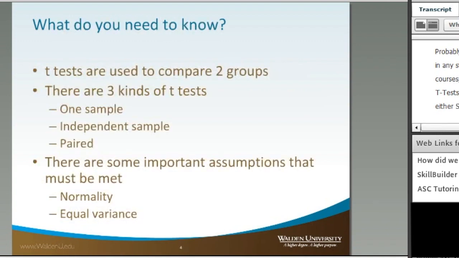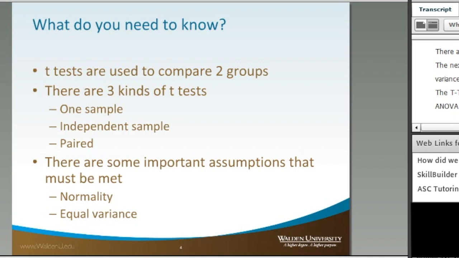And what do you need to know? T-tests are used to compare two groups, and that's a very important distinction. There are other types of tests. The next most common test is called ANOVA, or Analysis of Variance. The t-test and the ANOVA are almost identical, except the ANOVA compares more than two groups.